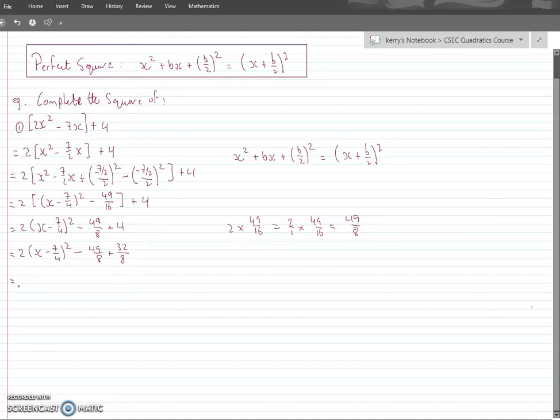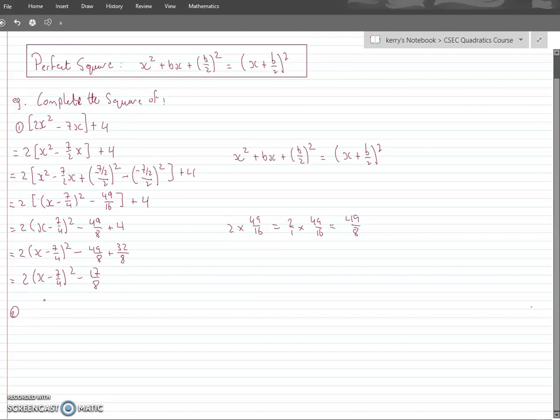Now this is an alternative technique. If you don't want to use the calculator, by all means go ahead and use this technique. So negative 49 plus 32 will give you 17. So this here is 17 over 8, and that's the answer. You can leave this as an improper fraction. So let's go with number 2 now.